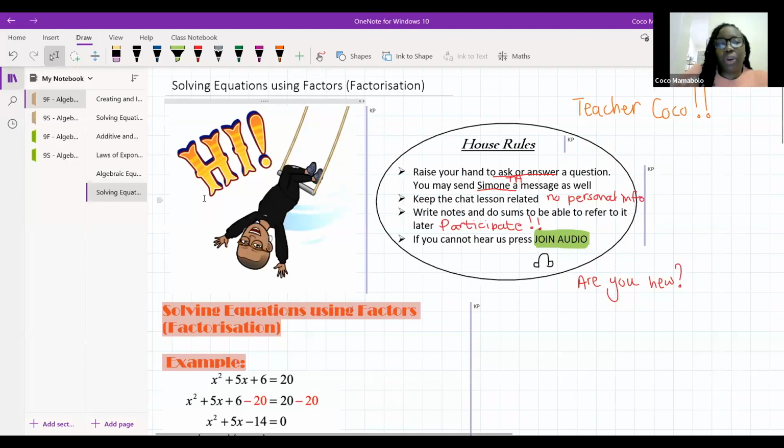Excellent. All right. So today we're going to be talking about solving equations using factorization.